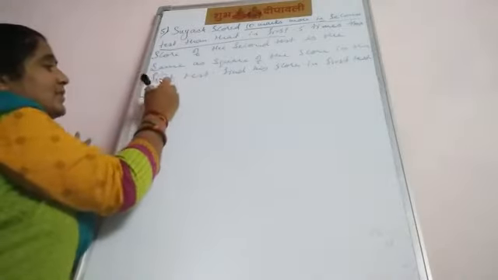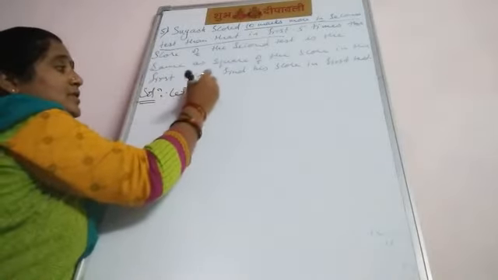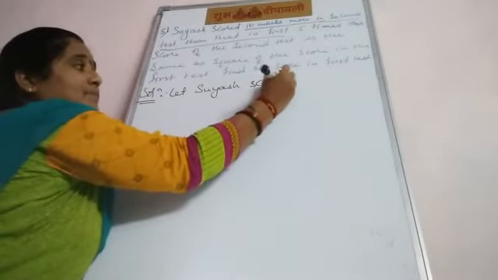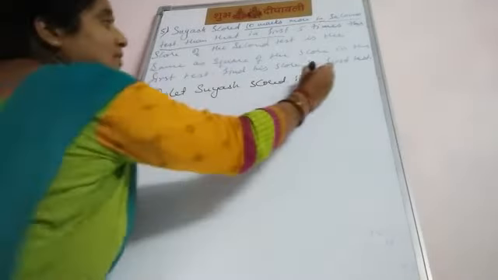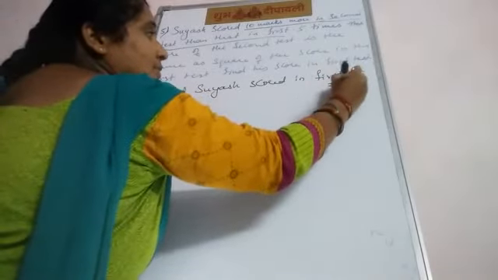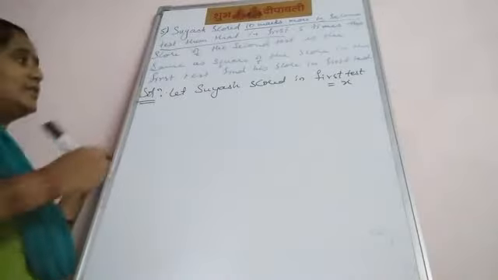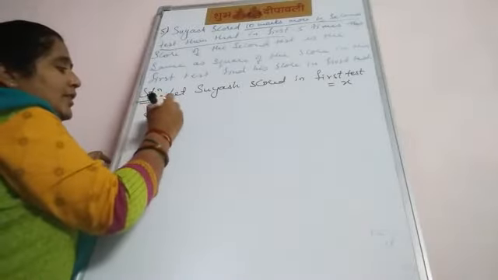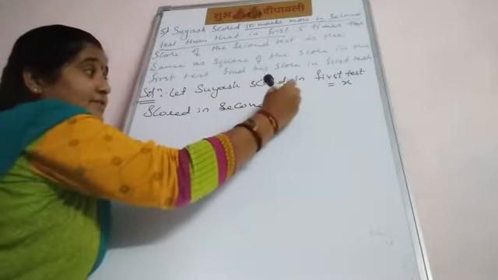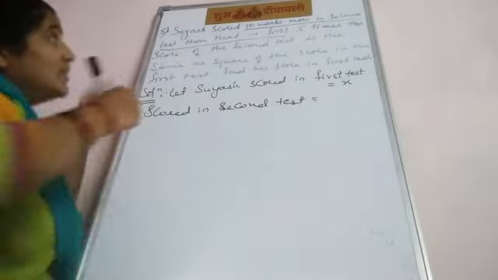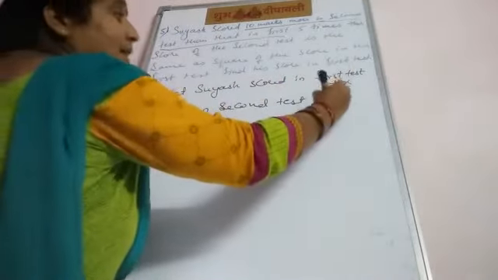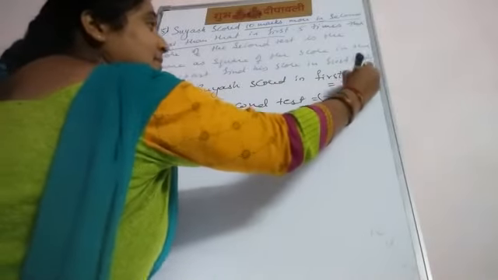Solution. Let Suyesh score in the first test equal to x marks. Scored in the second test equal to by how much? 10 marks more. To this x we will add 10. x plus 10 marks.